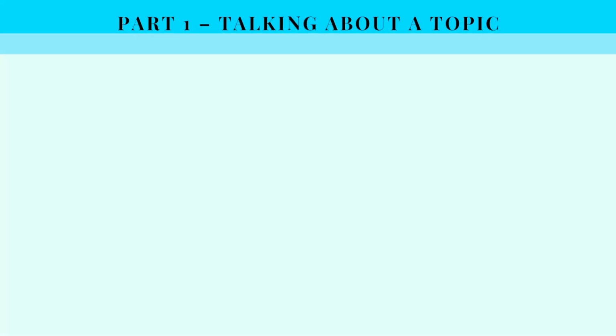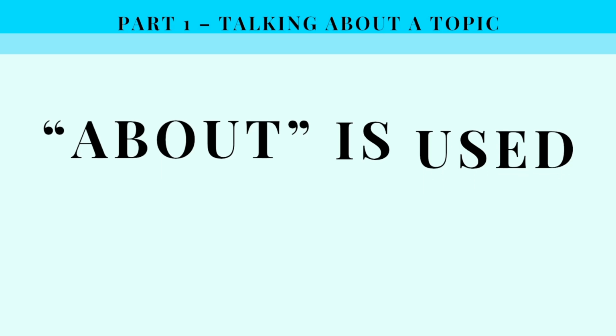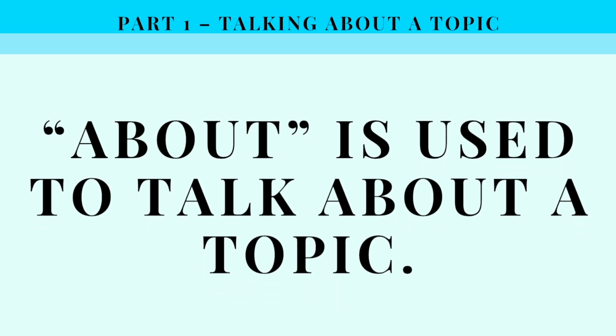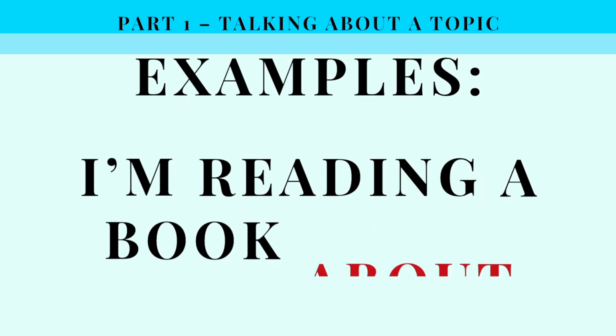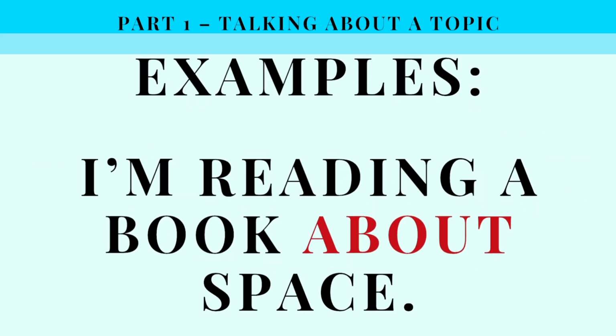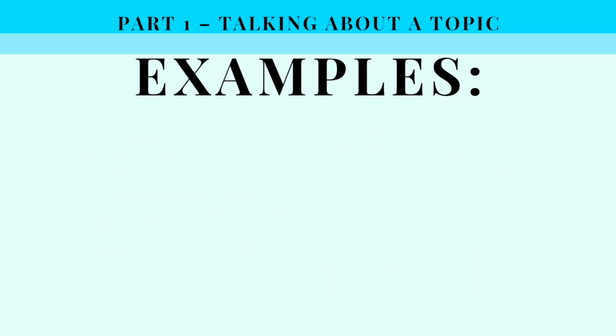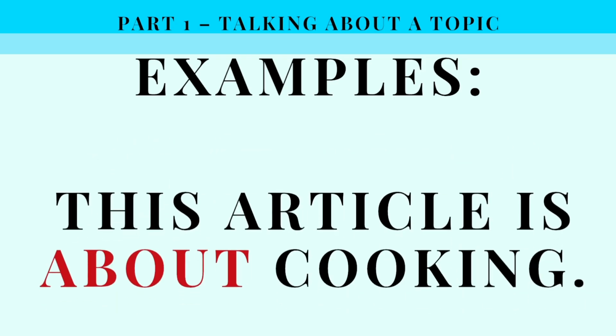Part 1. Talking about a topic. About is used to talk about a topic. Examples: I'm reading a book about space. This article is about cooking.